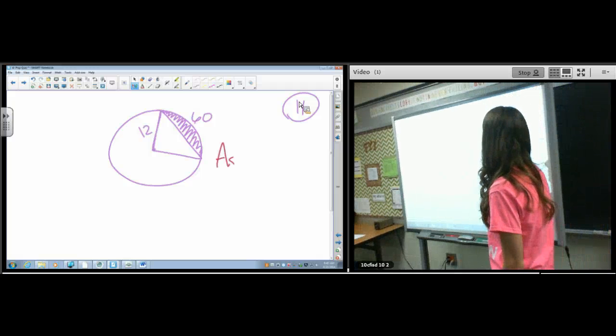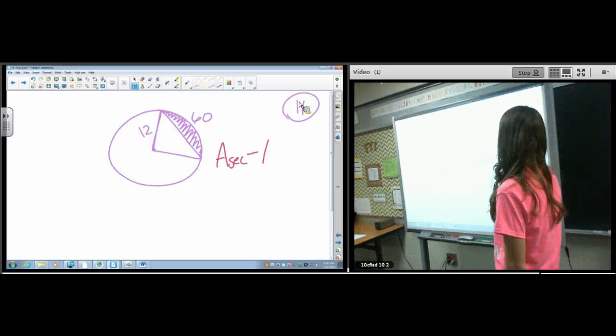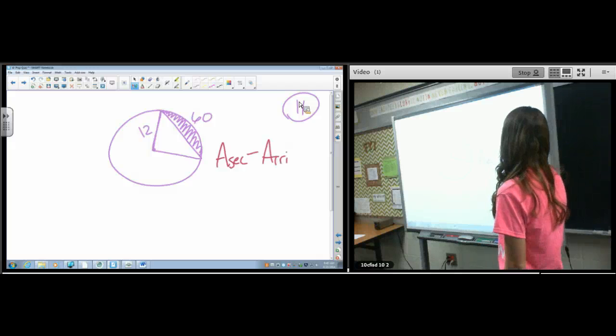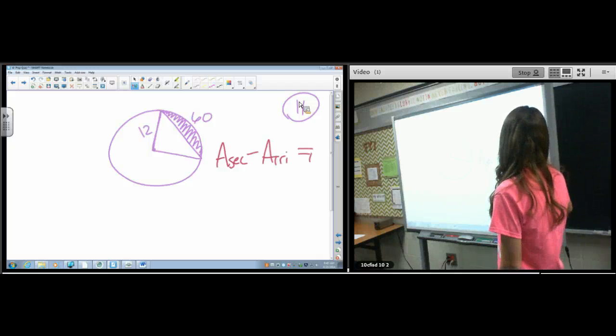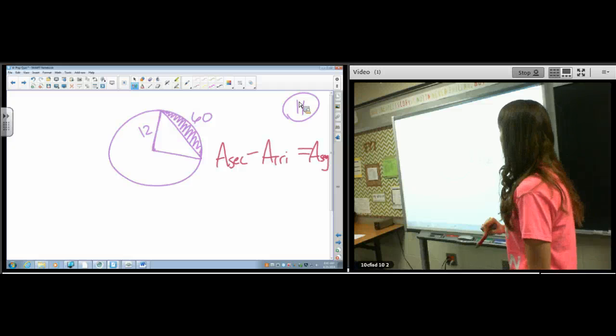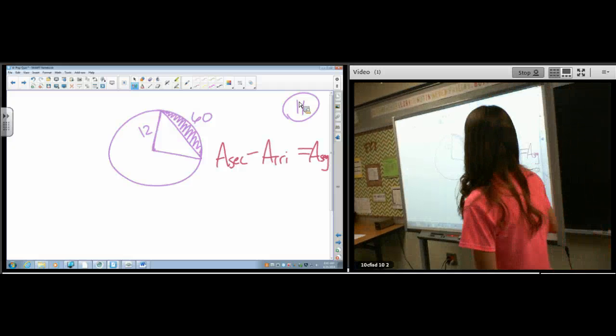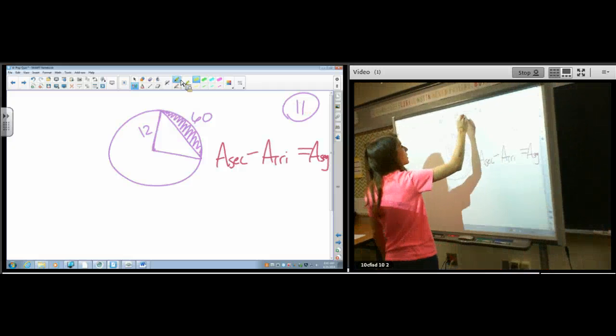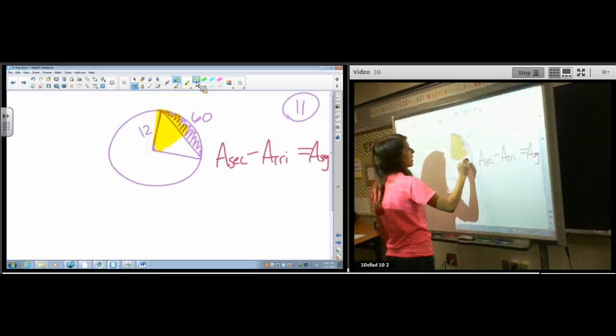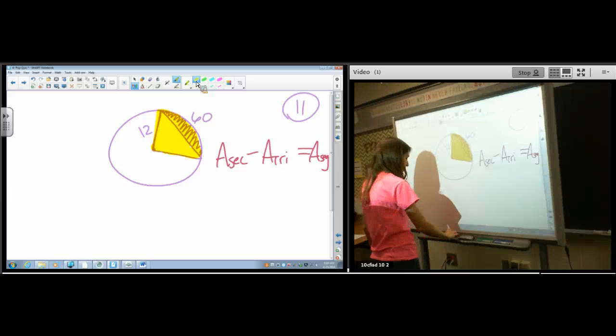Because you have to do the area of the sector minus the area of the triangle, and that will give you the area of the segment. So let's start by finding the area of the sector. The area of the sector is going to be this part right here, the whole piece of pie, like that.